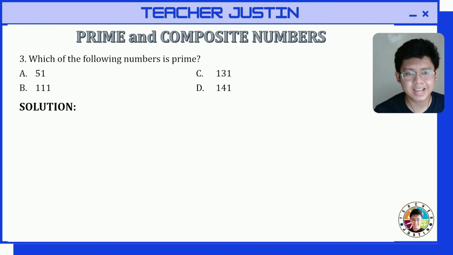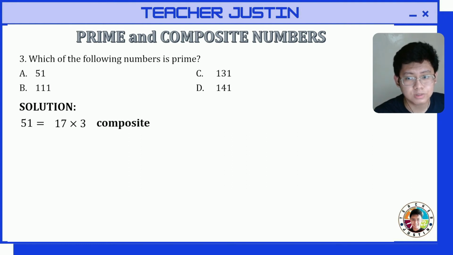Okay, let's have this item. Which of the following numbers is prime? Okay. So para masagutan natin itong item na to, ang gagawin natin is we will try to factor each choice. Kung pwede siyang i-factor, then it is a composite. Pag hindi, it will be prime. So, start tayo with 51. 51 is divisible by 3. So, meron siyang factor na 17 times 3. So, automatic, this will be a composite number and hindi siya prime.